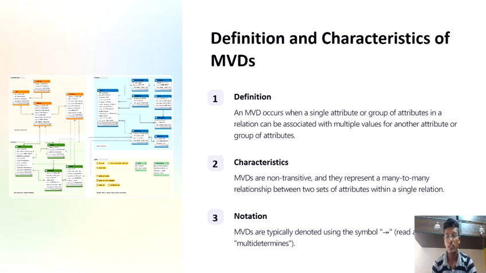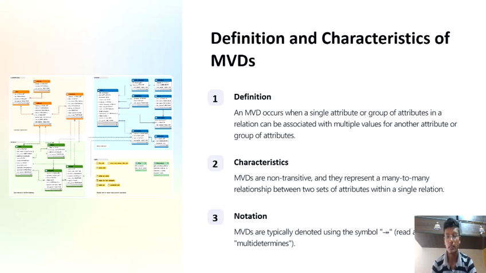Next, we talk about the definition and the characteristics of MVDs. What is the definition of MVD? An MVD occurs when a single attribute or a group of attributes can be associated with multiple values for another attribute or a group of attributes. This is known as the MVDs, means multi-value dependencies.